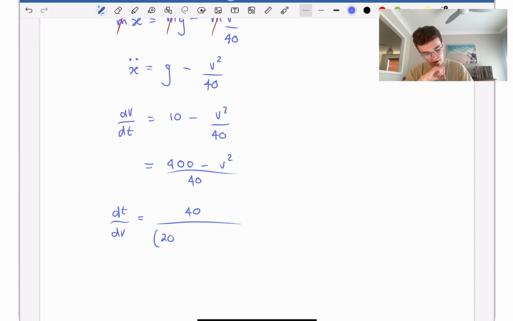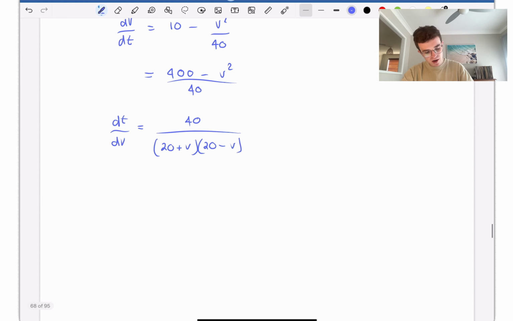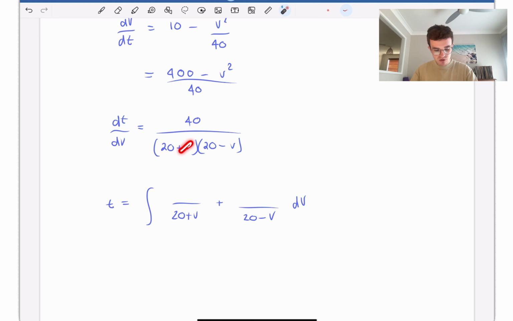So we might realise that this is a difference of 2 squares. So it's going to be like that. And to integrate that, I'm going to say time is the integral of something over 20 plus v plus something over 20 minus v. I think it's going to be 1 with respect to v. Right, so if we put in negative 20 here, we're going to have 40 over 40 minus 20, 20 minus 20, so 1. And then if we put in positive 20 here, we're going to have 40 over 20 plus 20, which is 1 again.